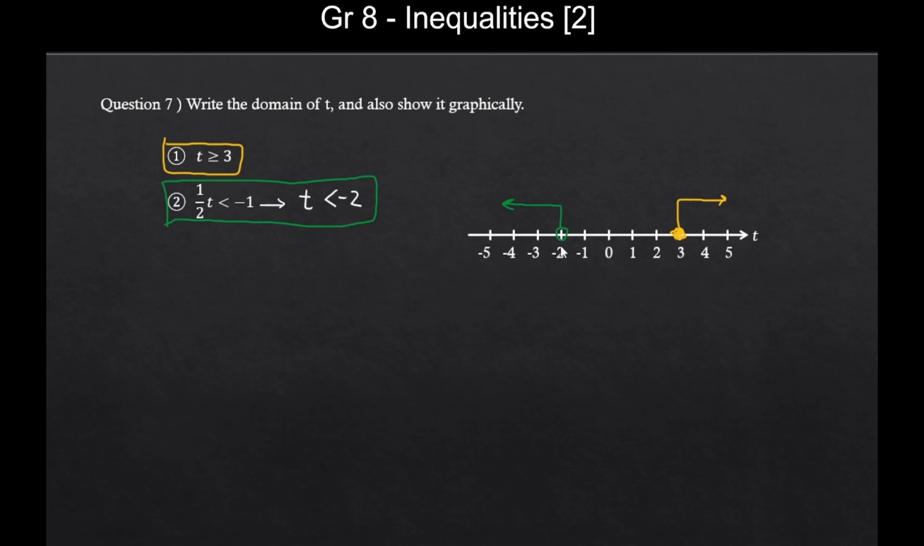Oh look, there are no overlaps. We don't have any overlapping region. So that means we can never satisfy both inequalities at the same time. For example, if our t value was negative 4, that may satisfy the second inequality because t should be smaller than minus 2, and that makes sense. But if our t is negative 4, then it cannot satisfy the first inequality, right? So we can never satisfy both inequalities at the same time using one value of t. In this case, we say that there are no solutions for this question.